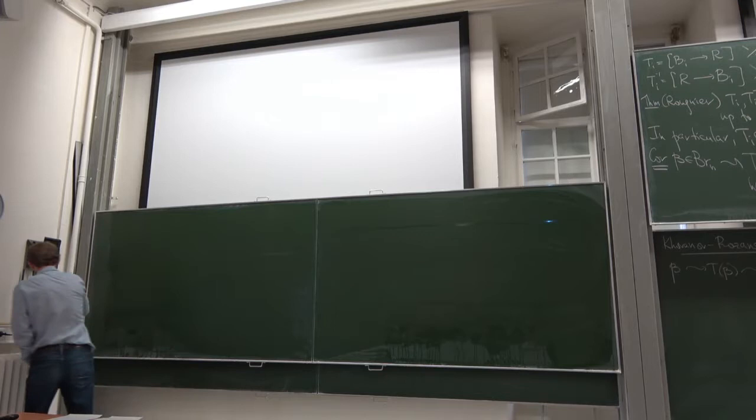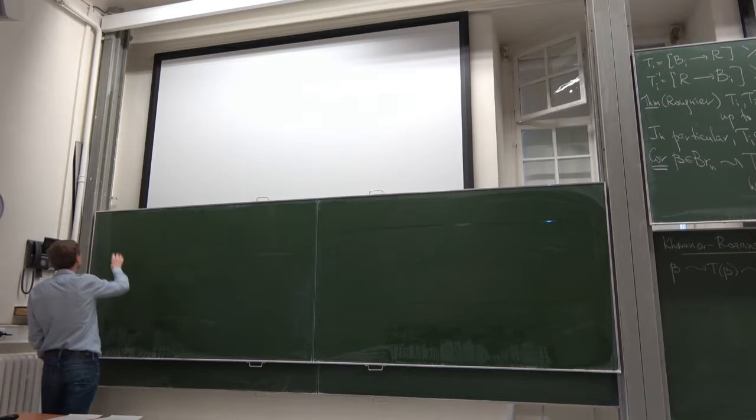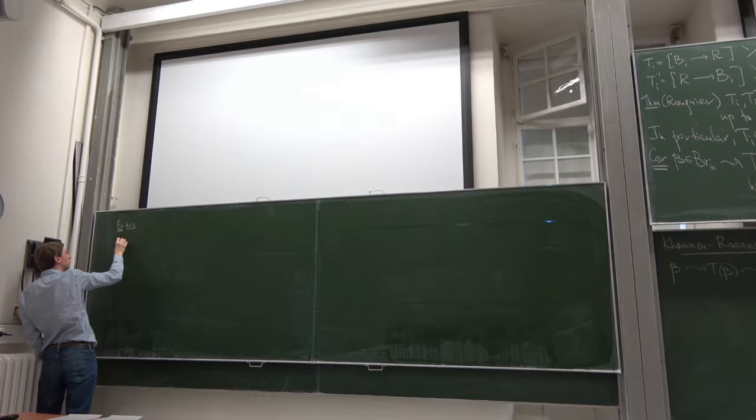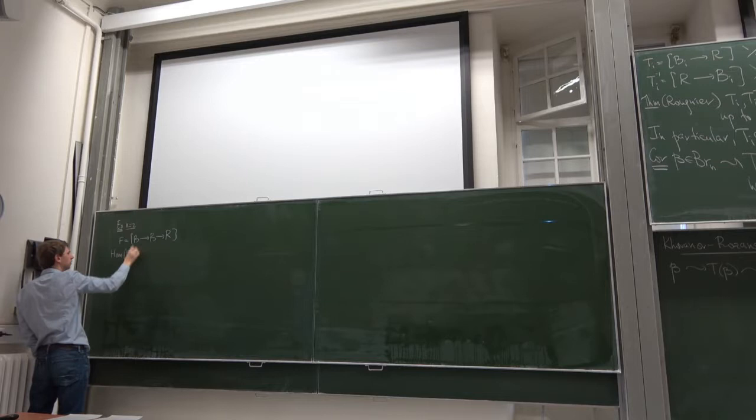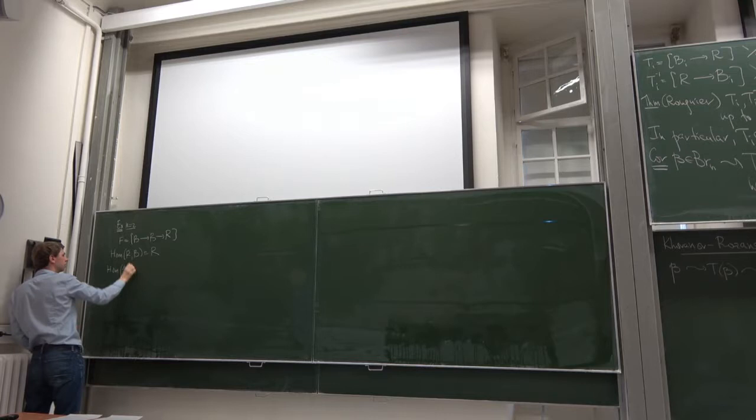Okay, so the answer, first for k bigger than zero. Let's actually do this example. We have n equal to 2, and again my f was B to B to R. Then we can check that Hom from R to B is just R. And so Hom from identity to f is the complex where you have R to R to R.